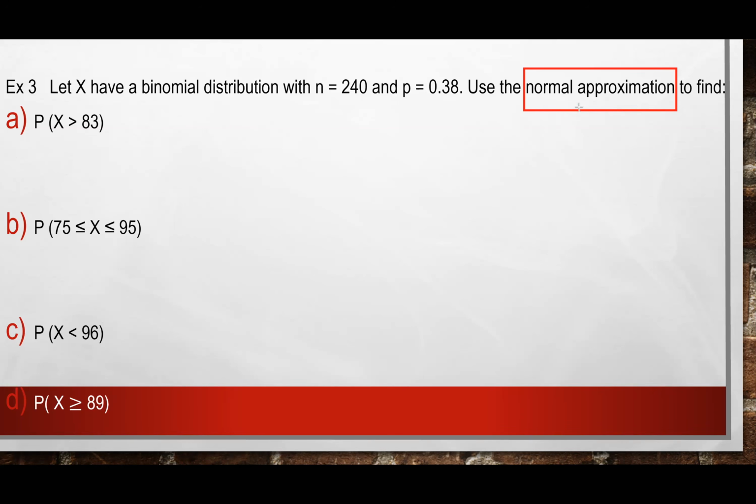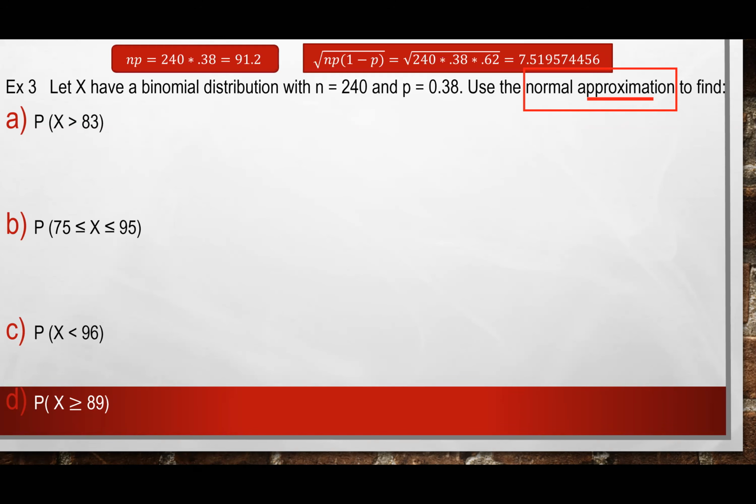And if you see that we need to use the approximation, meaning again, we need to adjust our endpoint. But before we adjust our endpoint, in order for us to use the normal, we need to find the mean and we need to find the standard deviation. So again, they give you the same information as before. It's just that they don't give you the story behind the information, right?